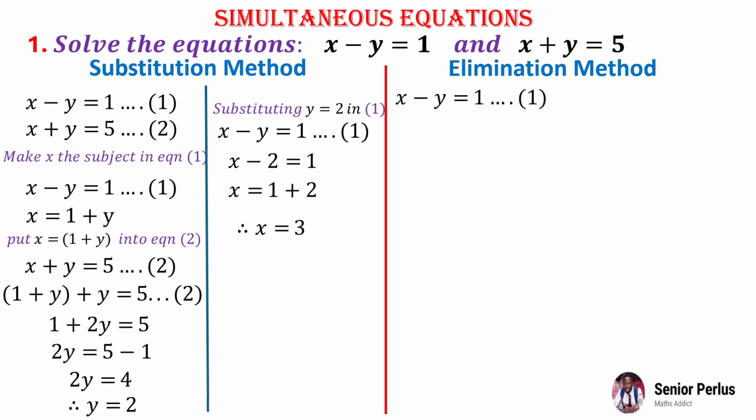Let's talk about the elimination method. With the elimination method, the main idea is to eliminate one of the variables. For me to eliminate, I can eliminate x, but I will eliminate y first because I have negative y and plus y. So to eliminate y, what should I do? I have to add equation 1 and equation 2. If I add equation 1 and equation 2, the y will go to 0.